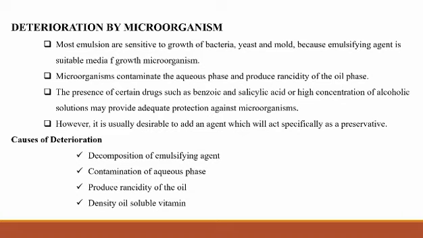In order to prevent this deterioration, we have to add some preservatives, because these preservatives protect our emulsion from instability caused by microorganisms. Usually we add benzoic acid or salicylic acid as preservatives in the formulation of emulsions. Sometimes we may also add a high concentration of alcoholic solution, which provides adequate protection against microorganisms and helps us to prepare a stable emulsion throughout its shelf life.